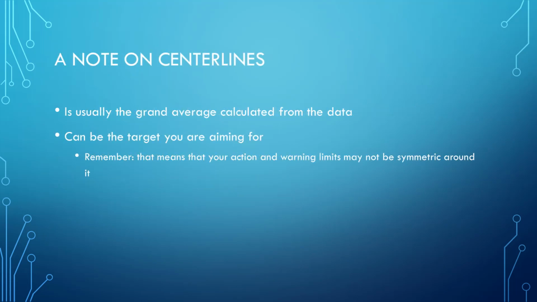Now, most of the time, the center line on an individual's chart is the grand average calculated from the data. But if you want, you can make the center line be the target that you're aiming for. But then you have to remember that that means your action and warning limits may not be symmetric around that center line.